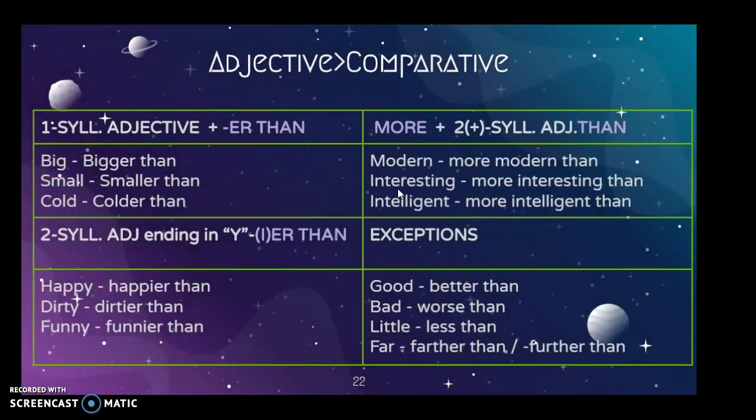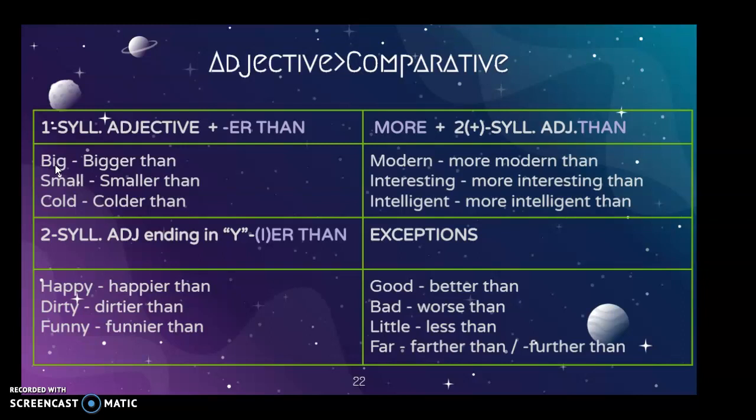Then this is how I make a comparative adjective. So from the normal adjective, if the normal adjective is one syllable, then I add er, and that's how I get the comparative adjective. But as you can see over here, if I have a one syllable adjective that finishes with consonant, vowel, consonant, I need to double the last consonant before adding the suffix er. So big, bigger with double G. Small, smaller, cold, colder.